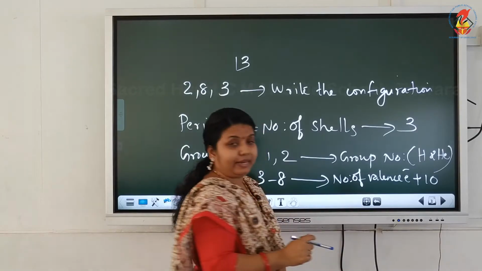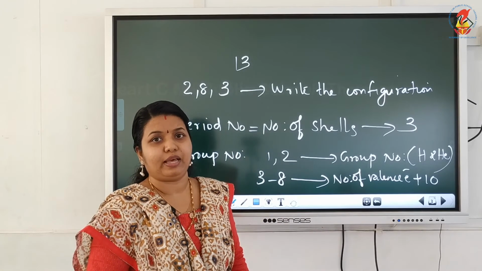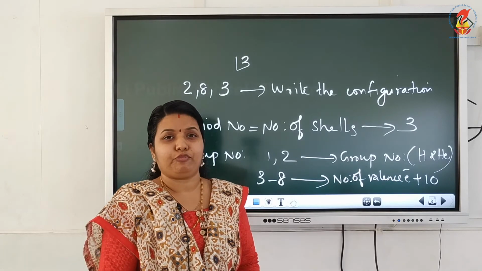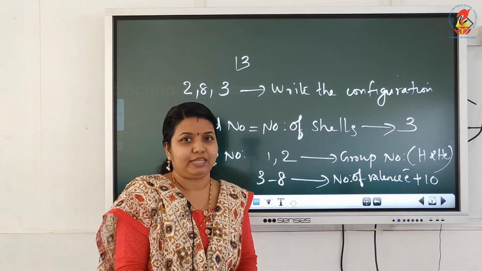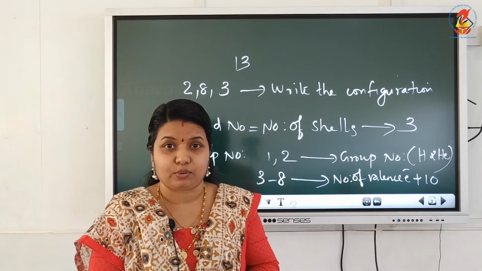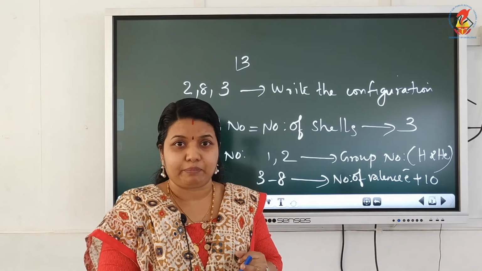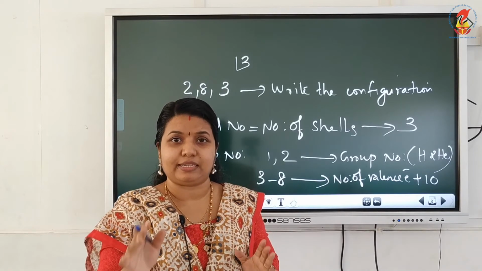You have to add 10 to the number of valence electrons. I hope it is clear to you. First thing is writing the electronic configuration. Count the number of shells. How many shells are there? That is the period number.